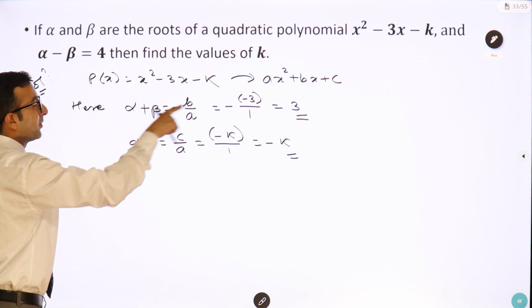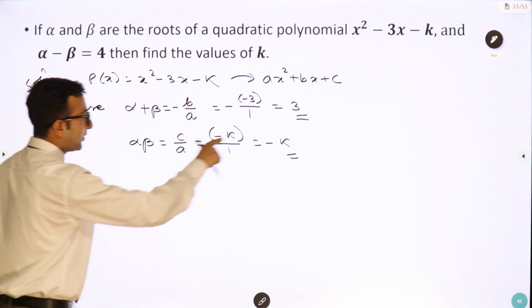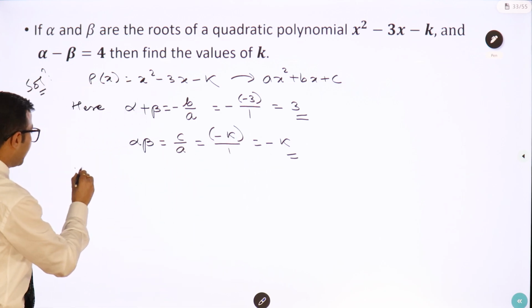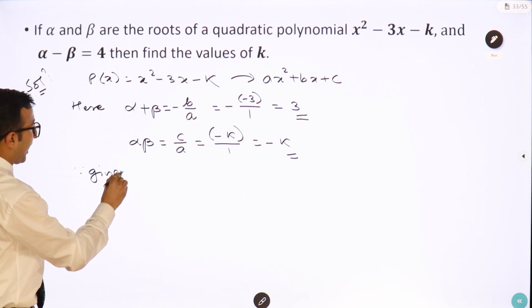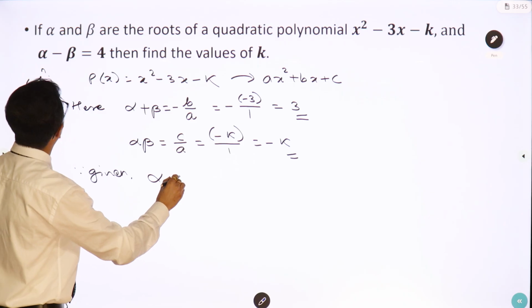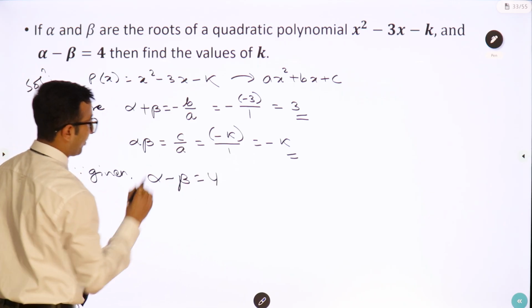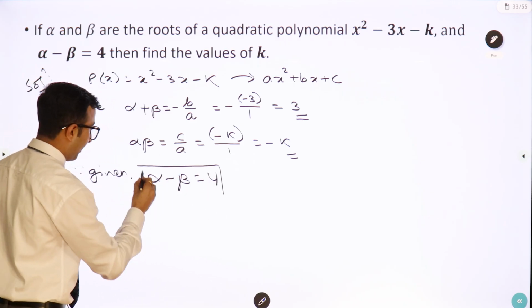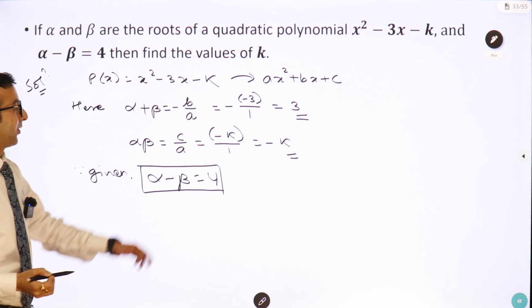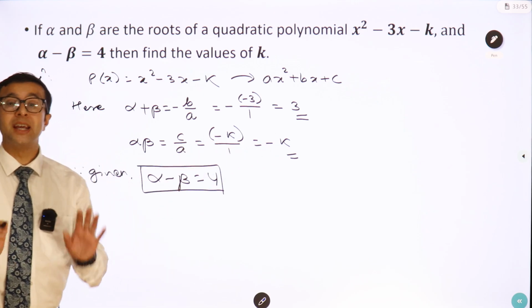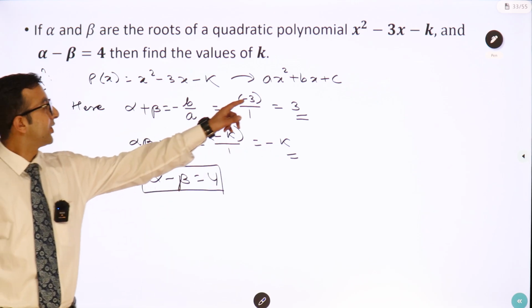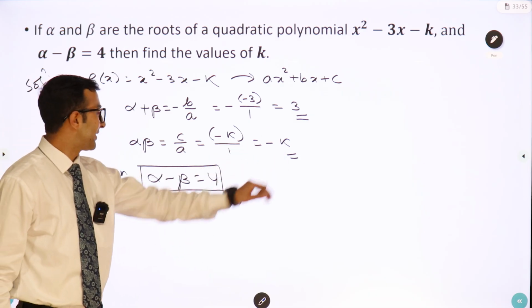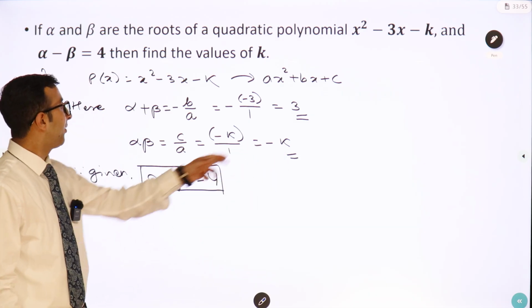Now look here. Sum of the roots is 3, product of the roots is minus k. And another given condition is alpha minus beta is equal to 4. This is one of the given conditions. Now we are supposed to get the value of k. Sum of the roots is 3, product is minus k.